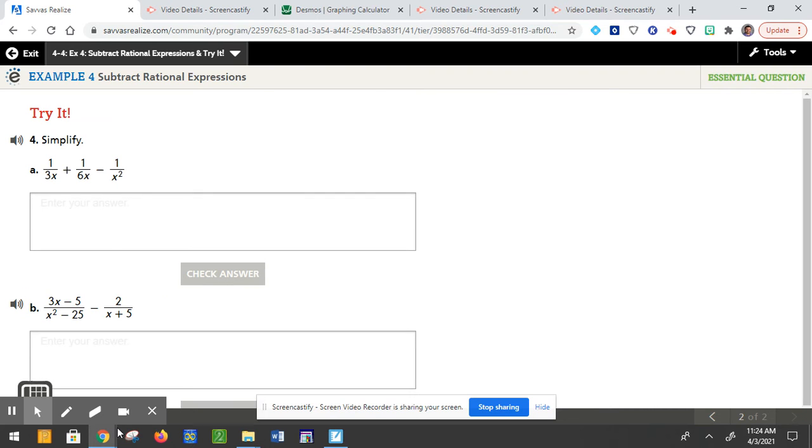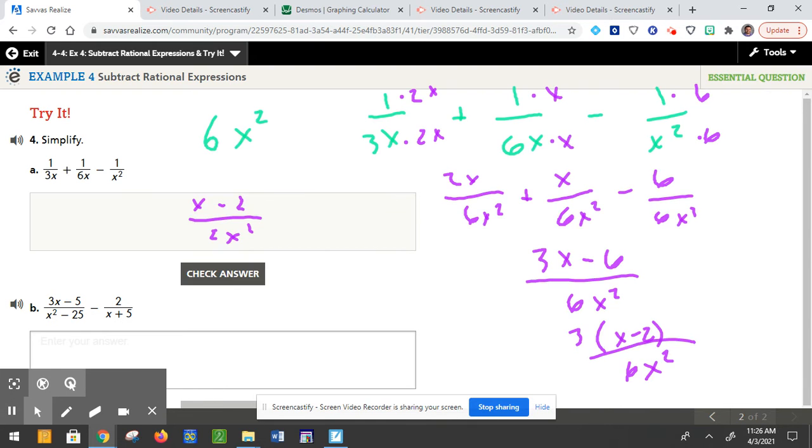All right, so let's take a look. We've got 2 to try here, so let's try them together. Pause it and try them and then come back and check. So for part A here, we determined that the least common denominator is 6x squared. Between 3x, 6x, and x squared, the coefficient's got to be 6, and the x has to be x squared. And we took each of the fractions and figured out, well, what do I need to multiply the denominator by to make it 6x squared?